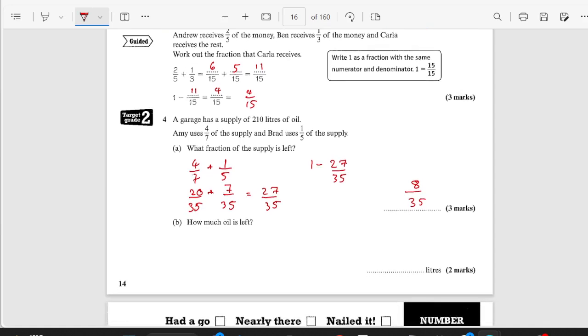So how much oil is left? So this is what is left. Like with my earlier questions, 8 over 35 of times by 210, I would always tend to do this as 8 times by 210 divided by 35. And then 35 goes into 210. If we think about it, 35, 70. So I'm going in my 35 times table. So 35 times 2 is 70. And then 70 would go in 3 times. So that's going to go in a total of 6 times. So 8 times by 6 is going to be equal to 48.